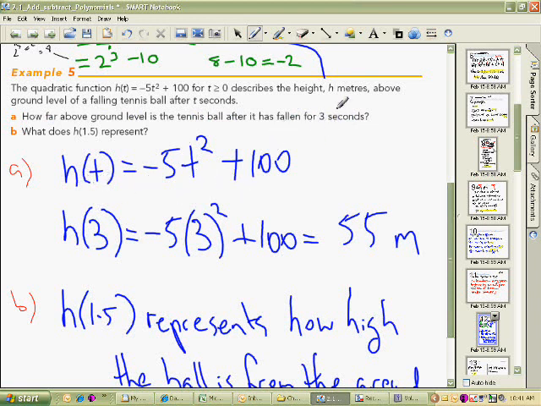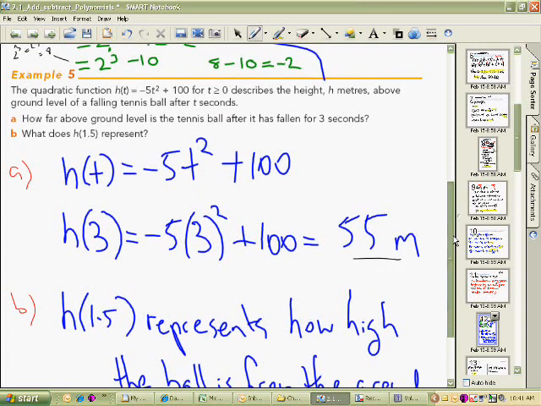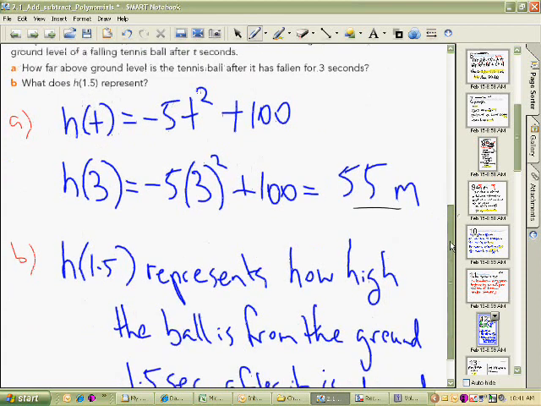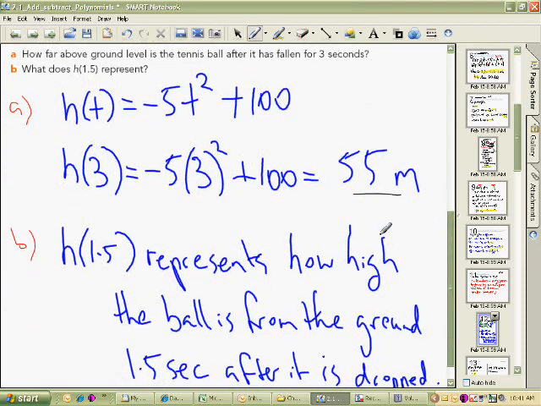We now know that t is equal to 3 seconds, so we can replace t with 3, replace t with 3 here. We work out the equation. It tells us that the ball is now 55 metres off the ground. It asks what h of 1.5 represents. Didn't ask you to calculate anything, just what does it represent? Well, since this is t, h of 1.5 represents how high the ball is from the ground 1.5 seconds after it's been dropped.